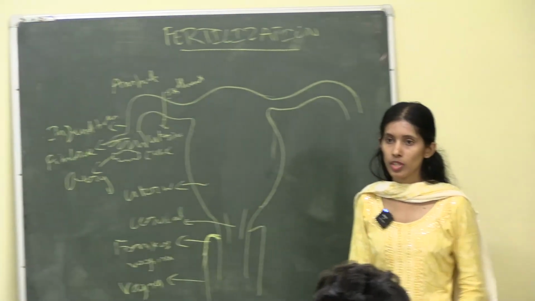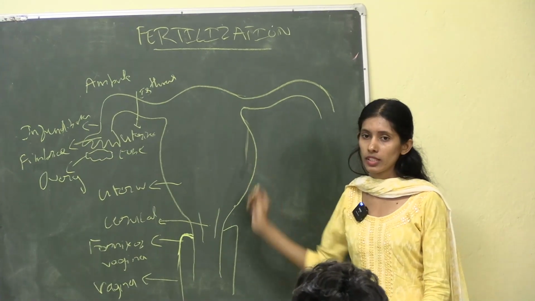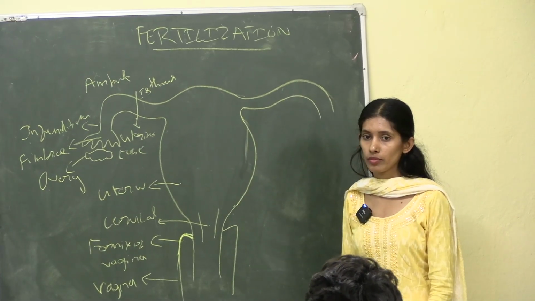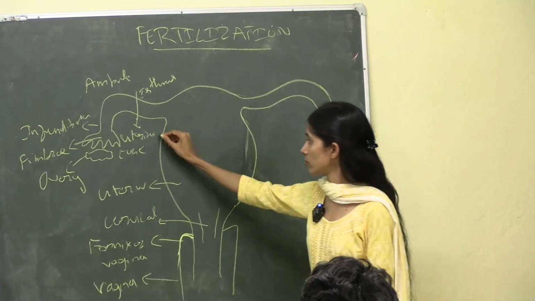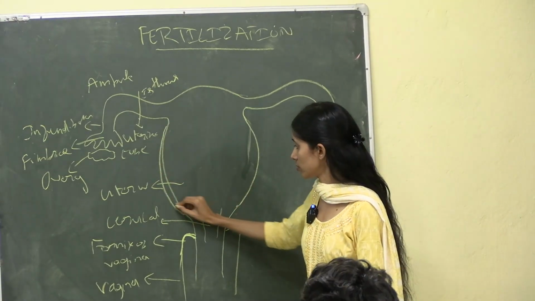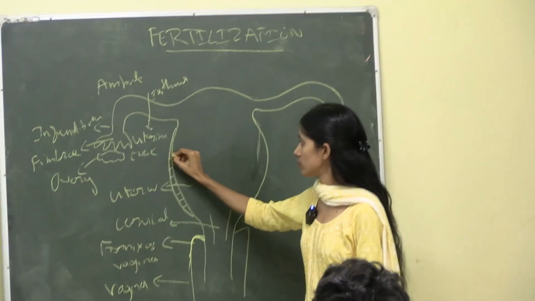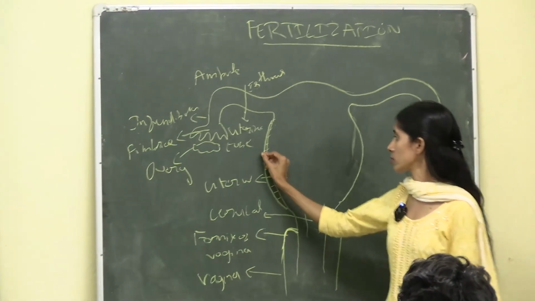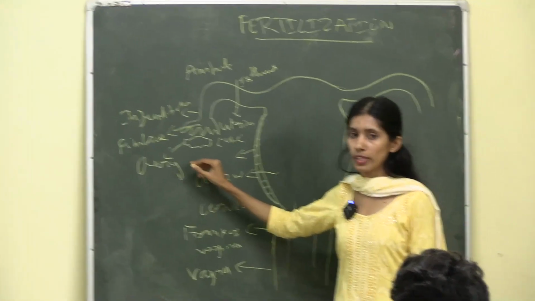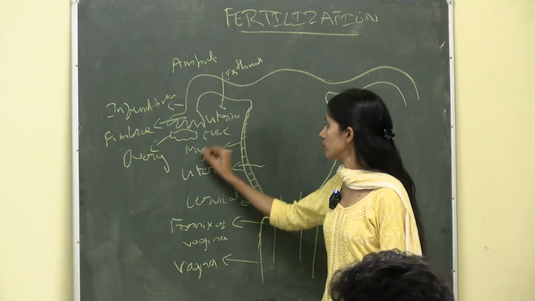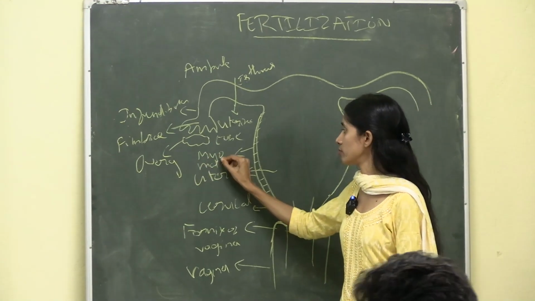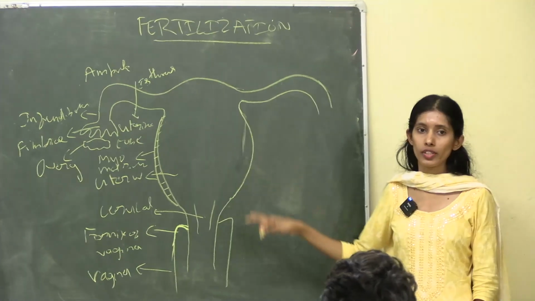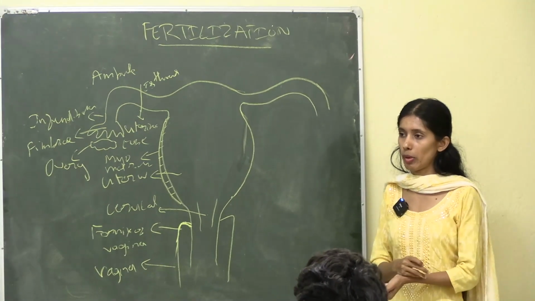Okay. So what is the name of the muscle that covers your uterus part? It is called as, this is called as myometrium. Okay. These are the few important parts you should remember.